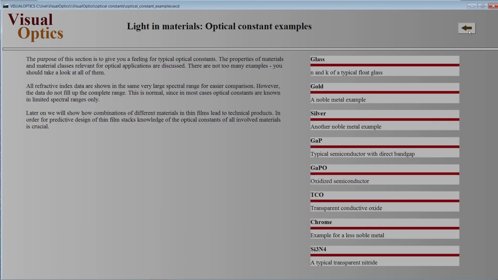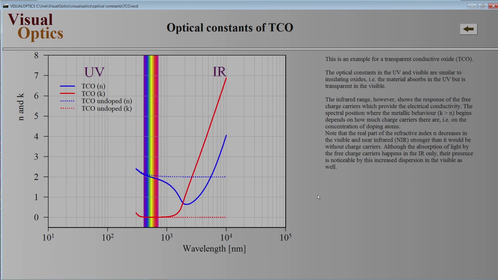Okay, let's take a look at a TCO, a transparent conductive oxide. And I show you two versions. First, an undoped oxide. Those are the dotted lines here for N. Looks very much like the silicon nitride that we discussed before. N would show normal dispersion and then end up in a constant here in the near infrared and mid infrared. K would be a little bit different from 0, where we are close to the interband transition, and then it stays 0 in the undoped version of this material.